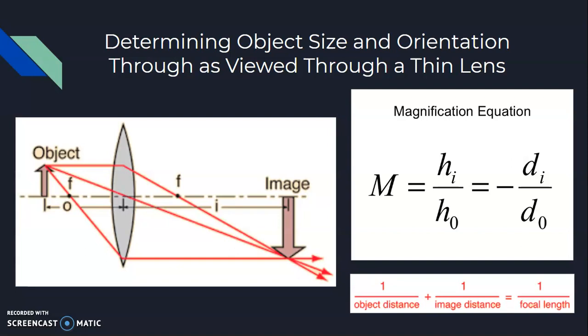So, we can use this equation to figure out where an object is, how large that object will be, or how large an image will be reflected and where it will be reflected. The information is very useful and is used in everyday life.